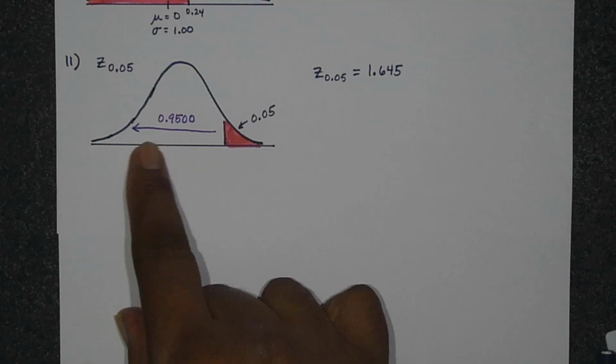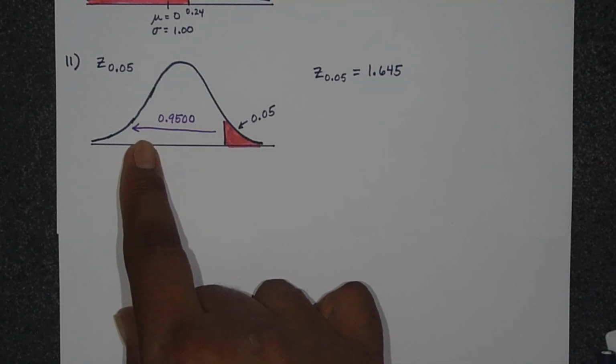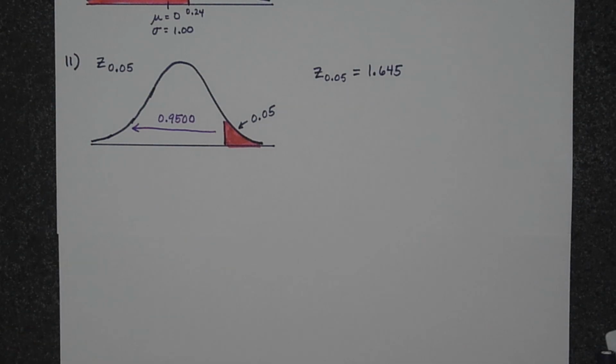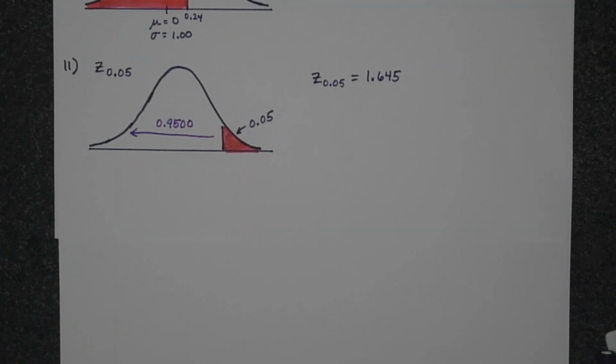What was that again? How do we find that? 1 minus that 0.05, since the area underneath the curve is 1. Any other questions about problem number 11? Okay, problem number 12.